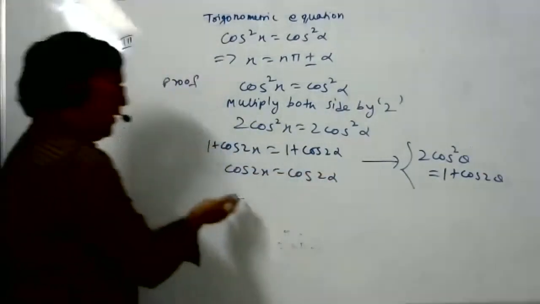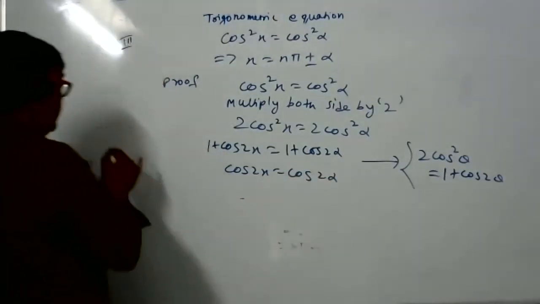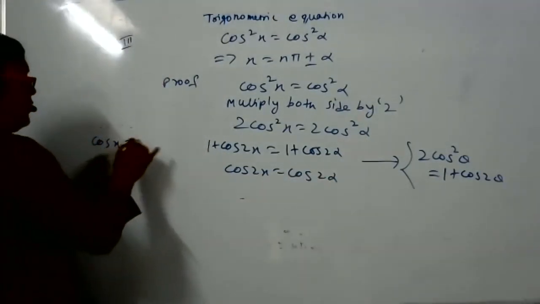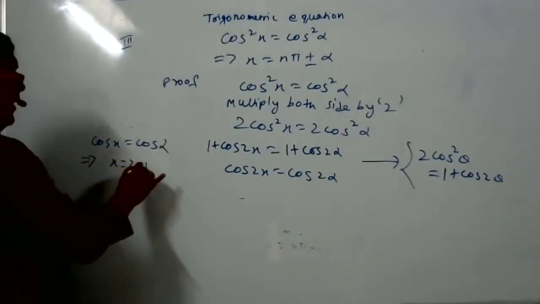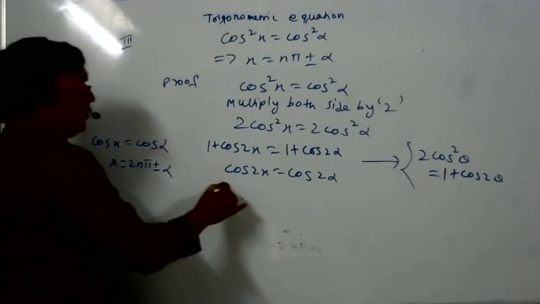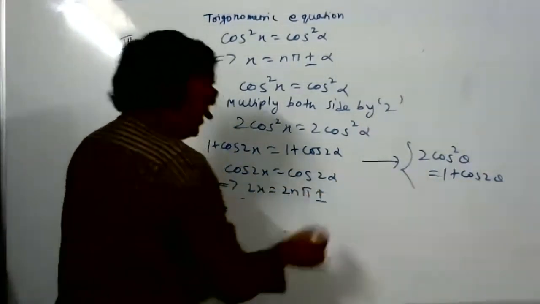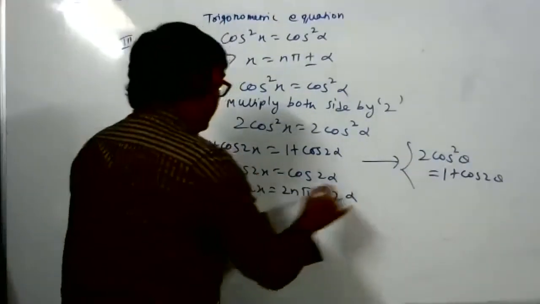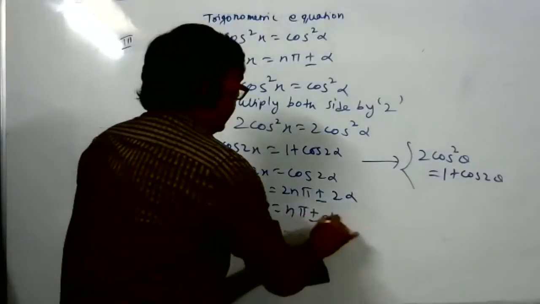Now it is the same as the last result. Cos 2x is equal to cos 2 alpha. So here cos x is equal to cos alpha. Then what is the answer? x is equal to 2n pi plus or minus alpha. Here also 2x is equal to 2n pi plus or minus alpha, but my alpha is not alpha, it is 2 alpha. The 2 cancels. So x is equal to n pi plus or minus alpha, n belongs to integers. Write down.